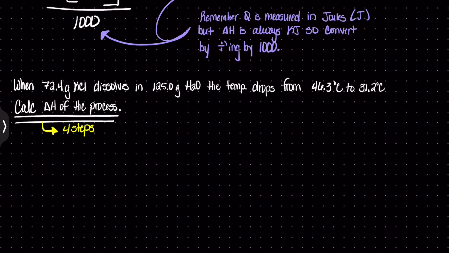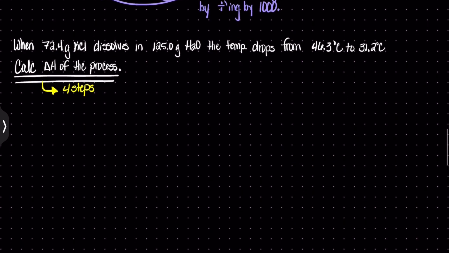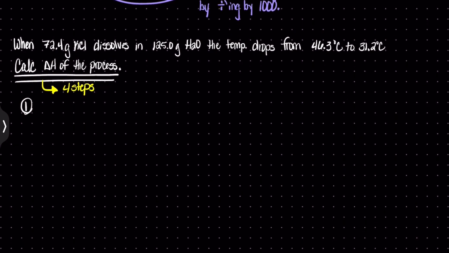I got some grams of KCl that dissolves in 125 grams of water. The temperature drops from here to there. Calculate Q and delta H of the process. It told me to do so, so I'm going to do my 4 steps. Step 1 is Q of the surroundings. I know Q is of the surroundings, so let's take into account the context.